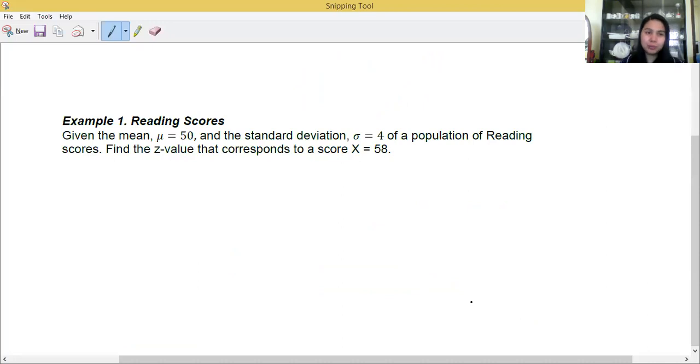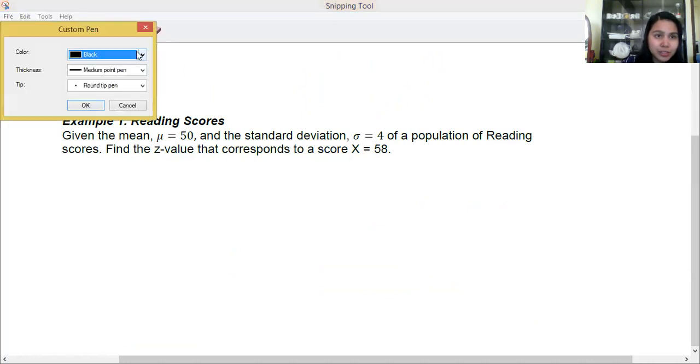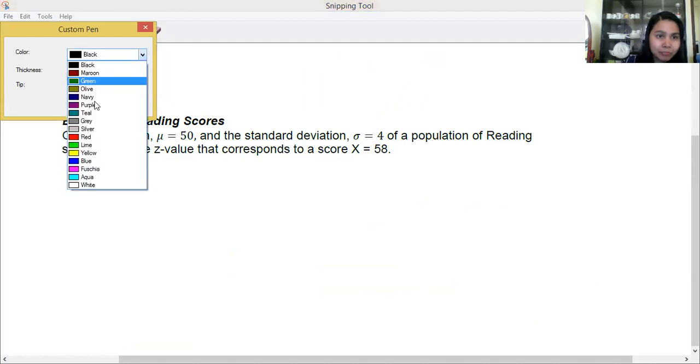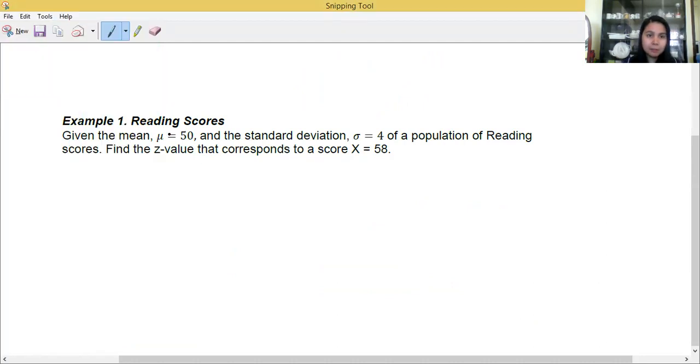In example number 1, the given is mu is 50, sigma is 4, and thus x is 58. Step 1, we need to have the formula. Based on the given, this is within a population because of mu and sigma.